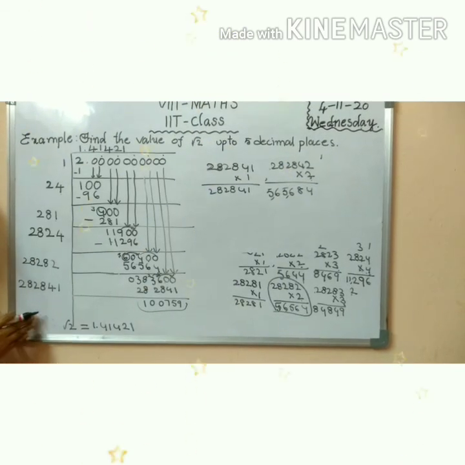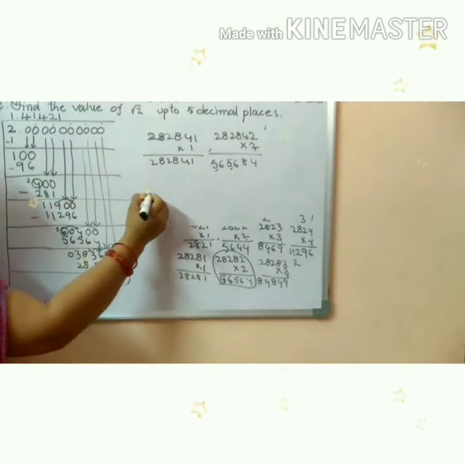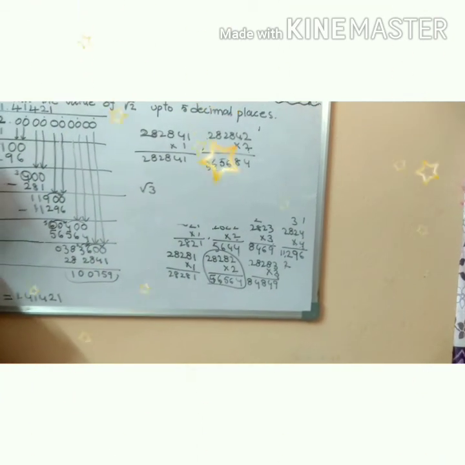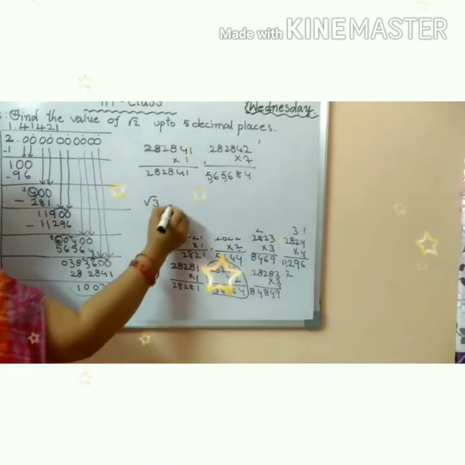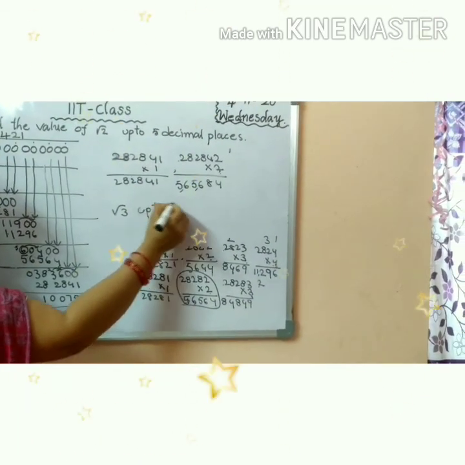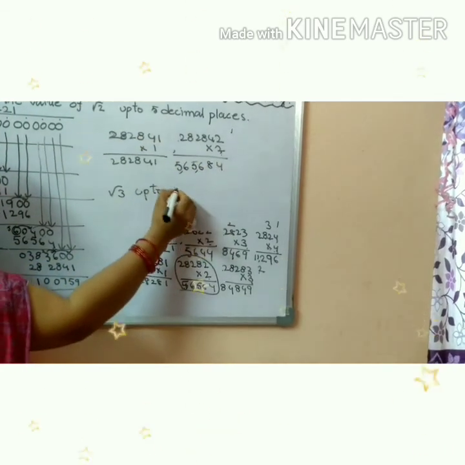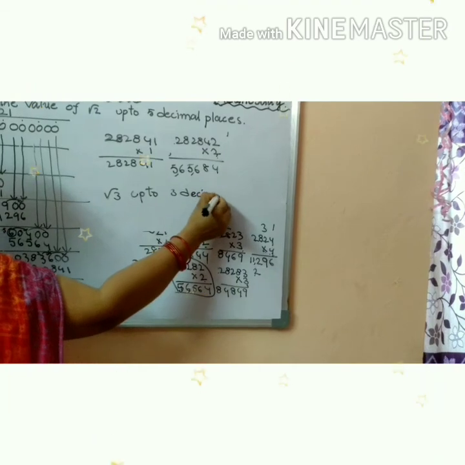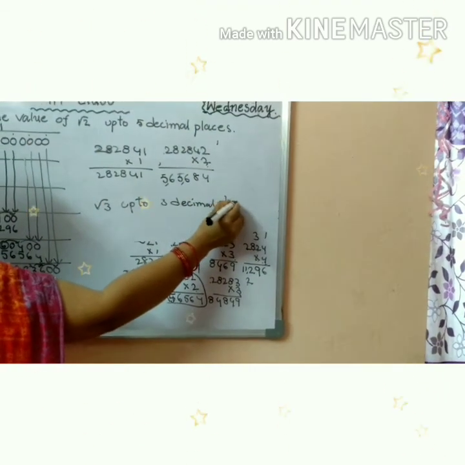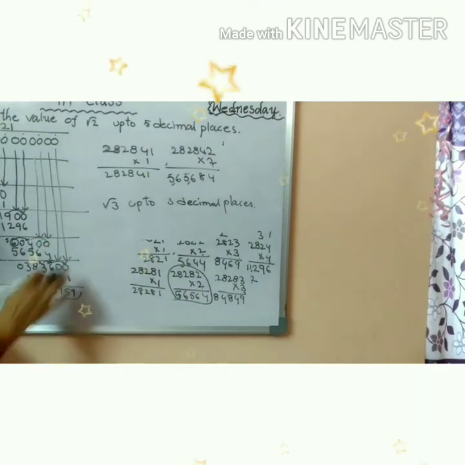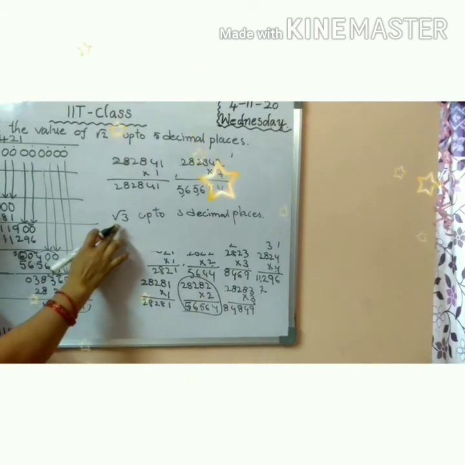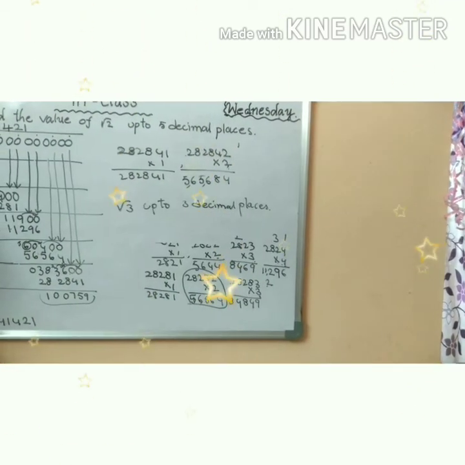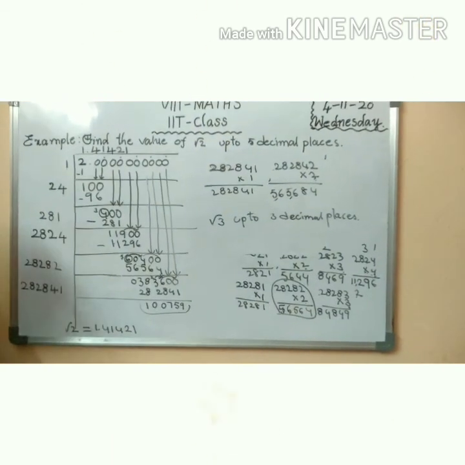Okay. Next homework: you find the root 3 value. You find the root 3 value up to 3 decimal places. That is the problem: find the value of root 3 up to 3 decimal places. You should do the homework. Do the homework, children. Okay.